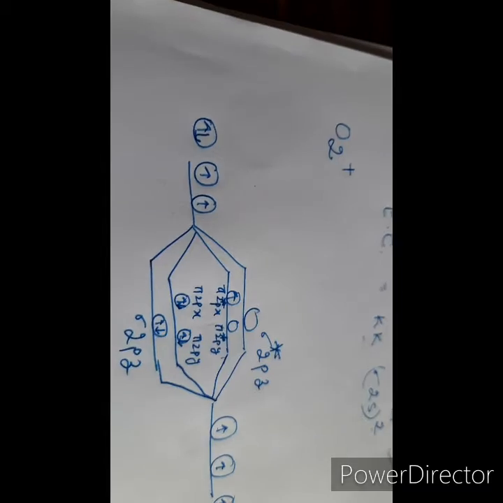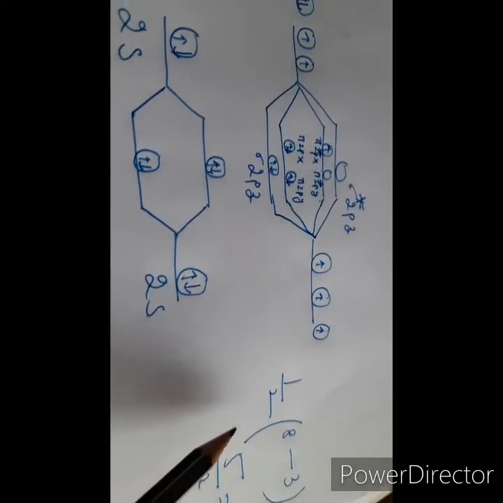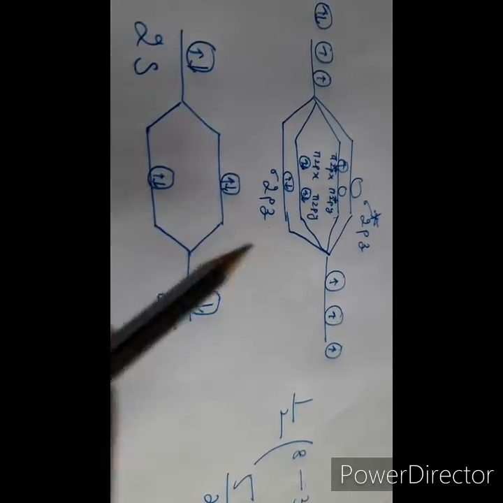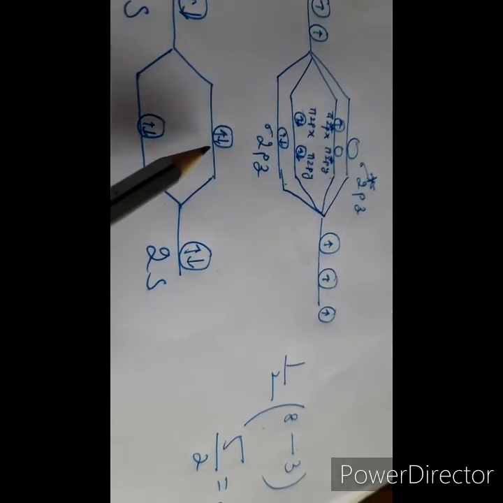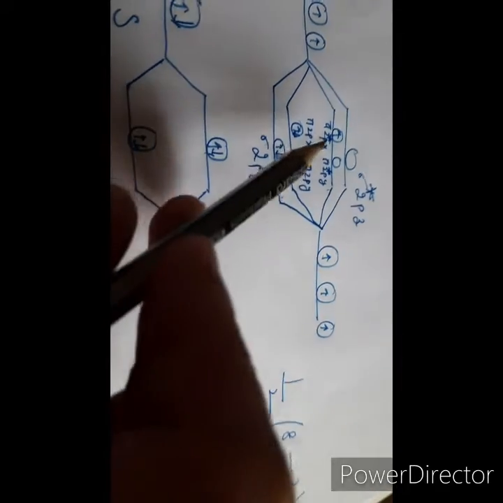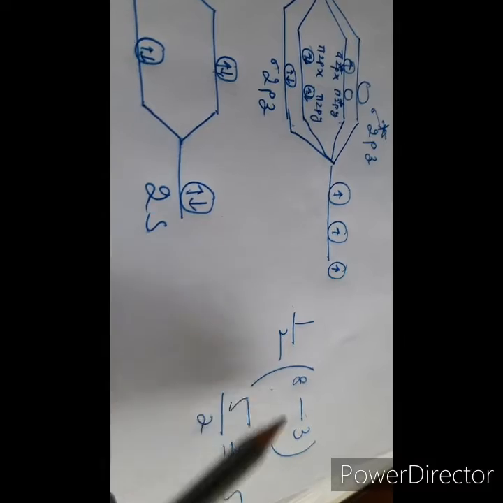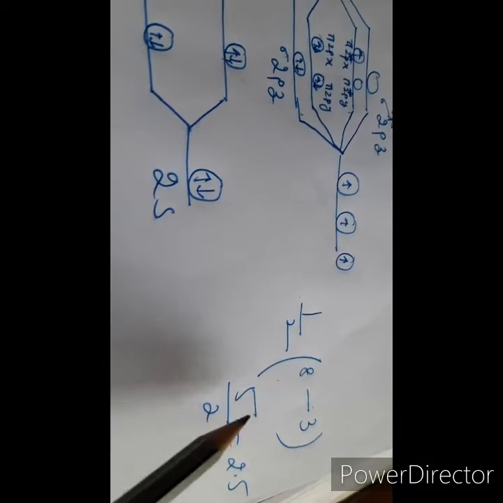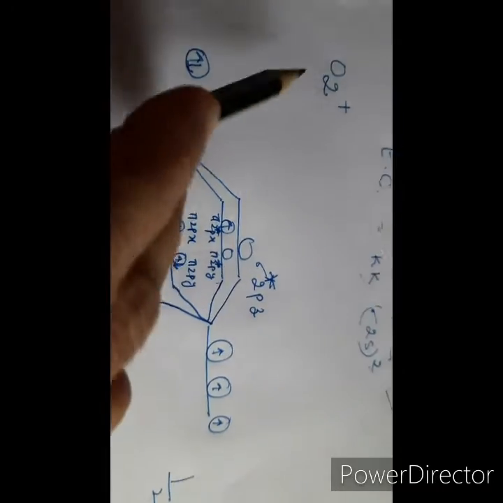So now let's calculate the number of bonding molecular orbitals, that is 2, 4, 6, 8. So 8 minus the number of electrons in the antibonding molecular orbitals, 2 and 3. So this is 8 minus 3 over 2, that is 2.5. So this is the bond order of O2 positive, right?